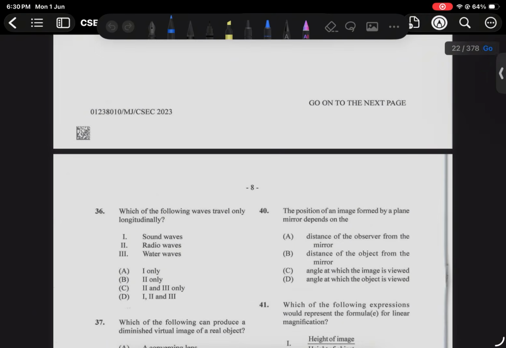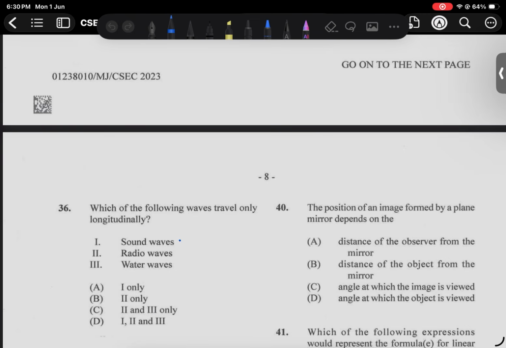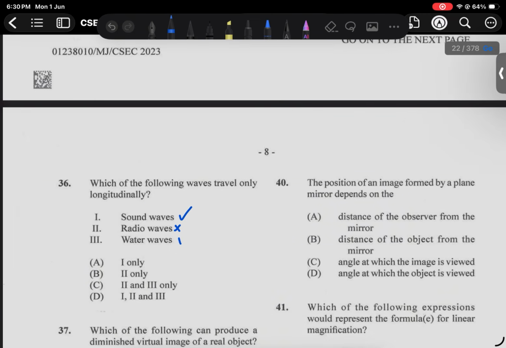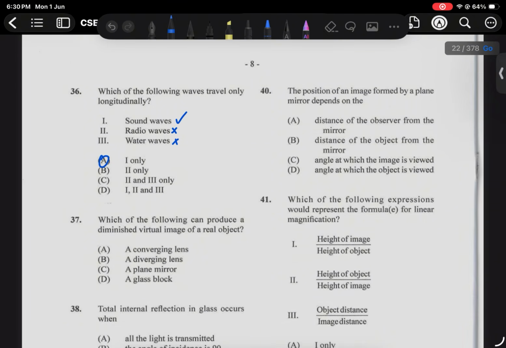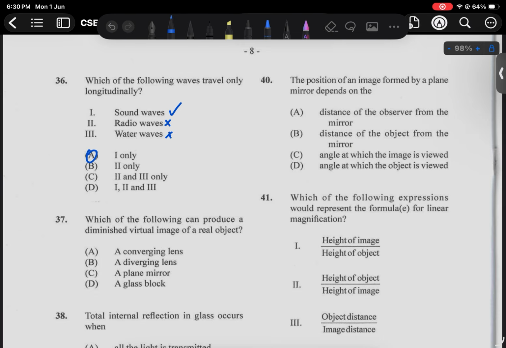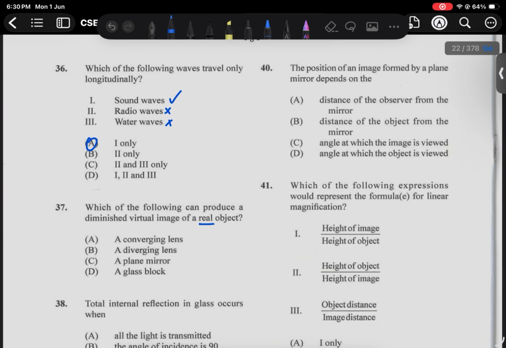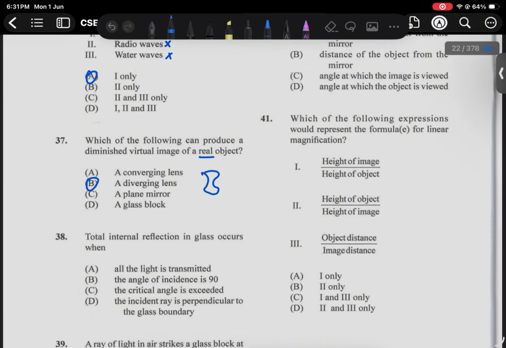Which of the following waves travel only longitudinally? So sound waves are longitudinal, radio waves, no, they're transverse, water waves are transverse. So it's I only. Which of the following can produce a diminished virtual image of a real object? That's a lot of words. So real here is a distraction. Diminished virtual image, and that's a diverging lens. Looks something like this, thinner at the center, thicker at the edges.